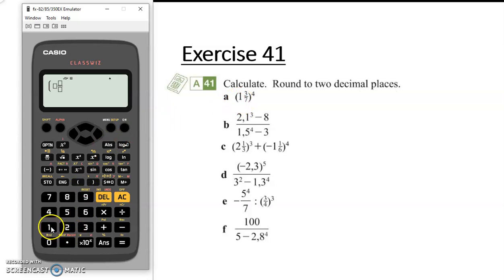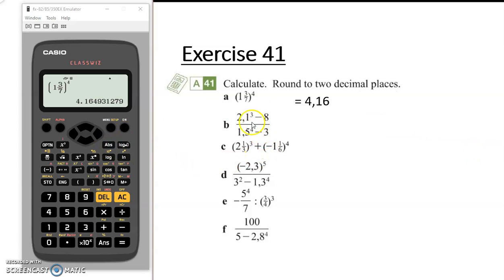So this is a 1, and go to the right because that's a 3, and your denominator is a 7. So there you go. I'm still in my fraction, so I need to push to the right, and now I'm on the right side of my fraction because I would like to close my mixed number, and then to the power of 4. And that's the first answer, but it's still in the fraction, so we need to push the SD button. There you go. So the first answer is 4.16.